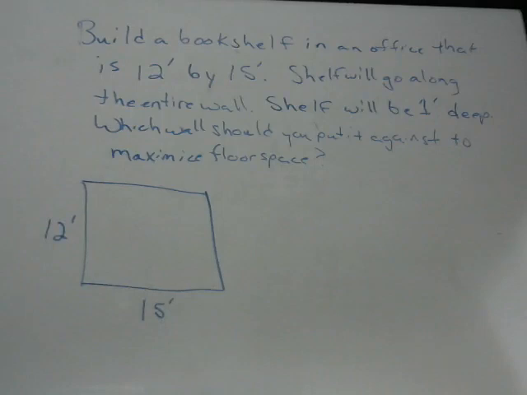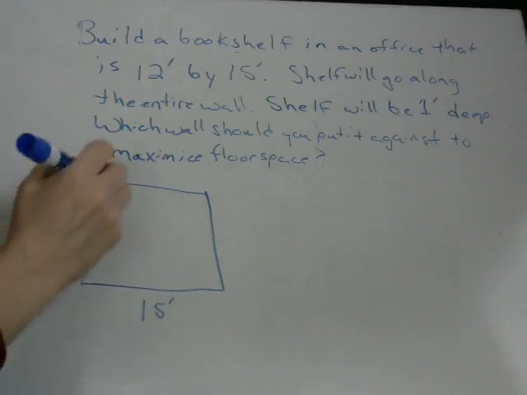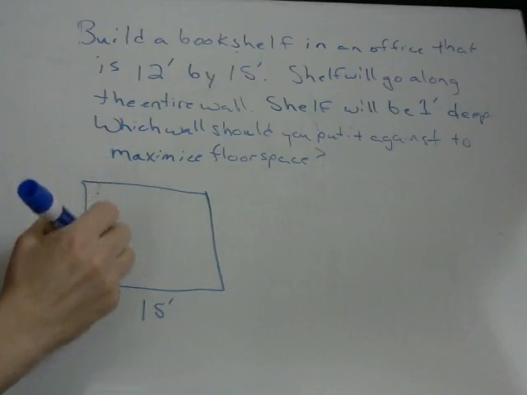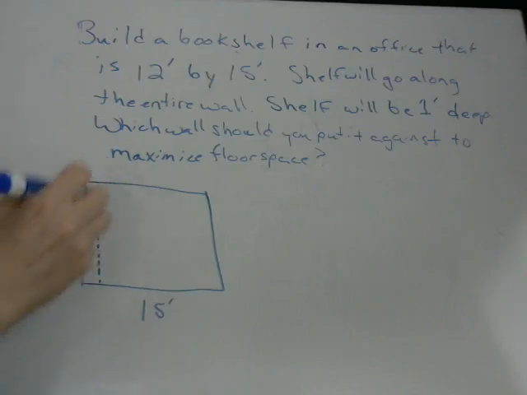Well, you want to maximize the floor space. So that's maximizing the area, because remember, when you're filling something in, or the space within something, that means area. So we would just do this by trial and error. Let's just say we're going to put the bookshelf along the shorter wall. Remember, so here's your bookshelf, and it's 1 foot deep.